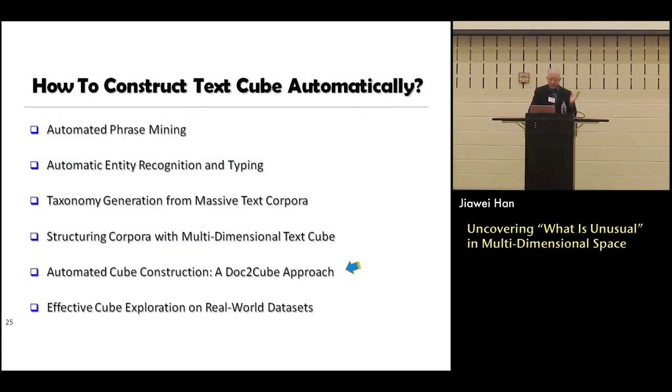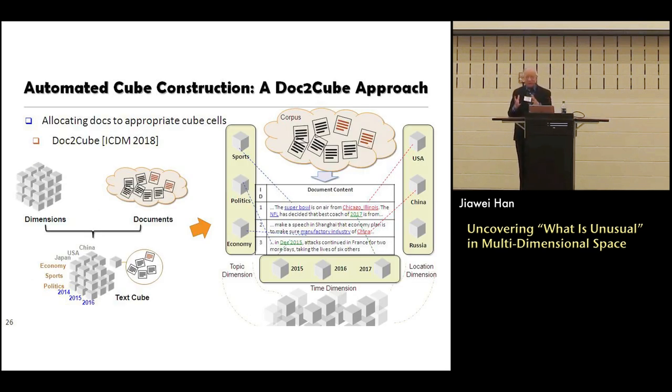So with this, the problem is if we can put the documents into the right spots, it's great. However, who is going to put them into the right spot in this text cube? Human can do it, okay? But we don't want a human to do it because there are millions of such reports. So we want to find an automated method to put them in. Just give you an example, okay?